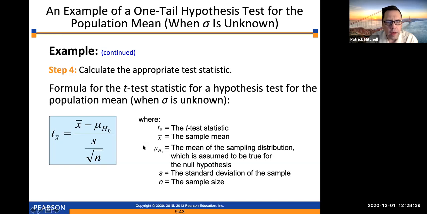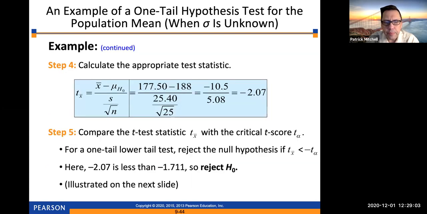All right, so the notation here: t sub x bar is the t-test statistic. X bar, as usual, is the sample mean. Mu sub H0 is the mean of the sampling distribution, assuming the null hypothesis is true. And S is your sample standard deviation, and n is your sample size. So in this problem, the test statistic comes out to 177.50 minus 188, and then divide that by 25.50 over the square root of 25.